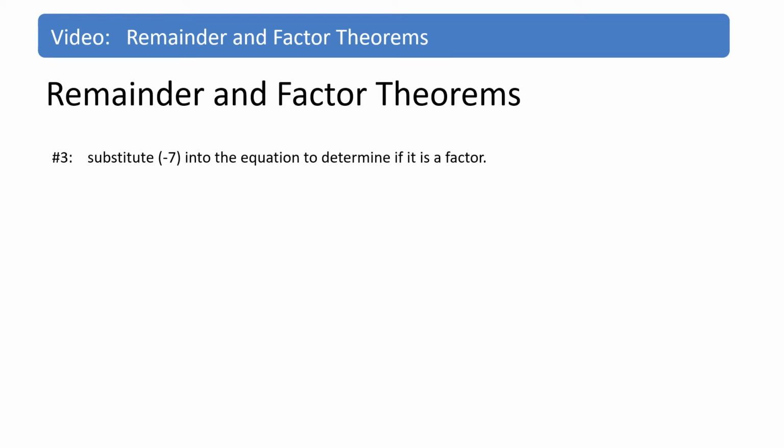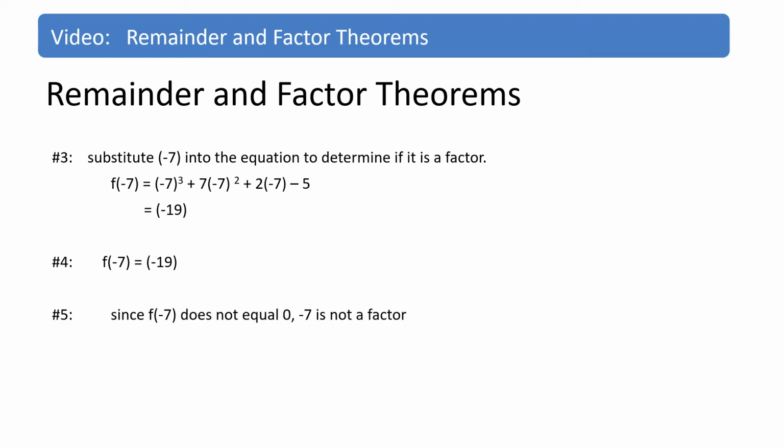Number 3, substitute negative 7 into the equation to determine if it is in fact a factor. So we will take f of negative 7 equal to negative 7 cubed plus 7 times negative 7 squared plus 2 times negative 7 minus 5. When we work that out, we get the answer negative 19. So the function at negative 7 is equal to negative 19. Since when we substituted negative 7 into the function it did not equal 0, negative 7 is not a factor.